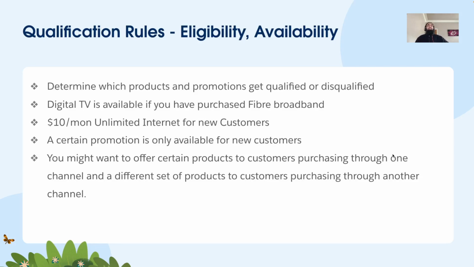For example, you might say these offers are only available if you buy from a digital online channel, while if you come to store, these offers are not eligible. So you can use eligibility and availability to qualify and disqualify products in your CPQ journey.